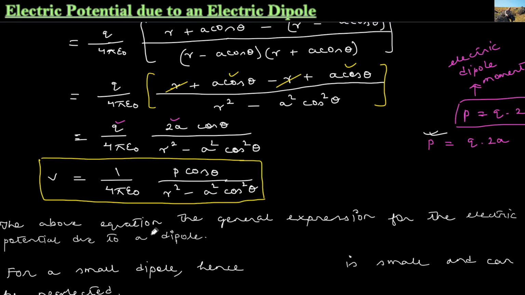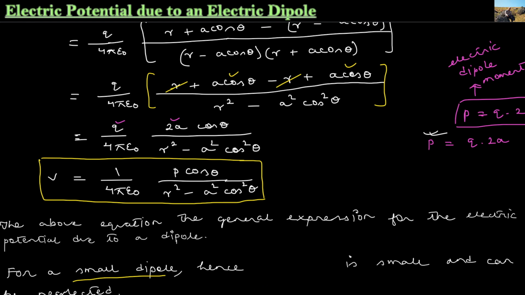Then we will put an assumption in which we consider a small dipole. For a small dipole, we will have a condition that r is very large compared to a. Okay? r is very large compared to a.